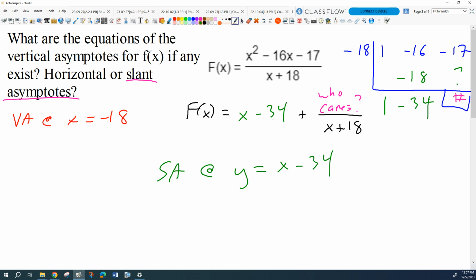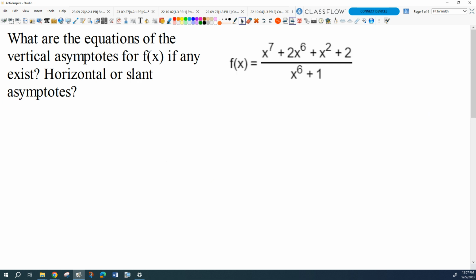Good. Okay, let's look at one more, little tougher one. Okay, very similar problem. Are there any vertical asymptotes, first of all? Right, how come? How about vertical asymptotes, though?